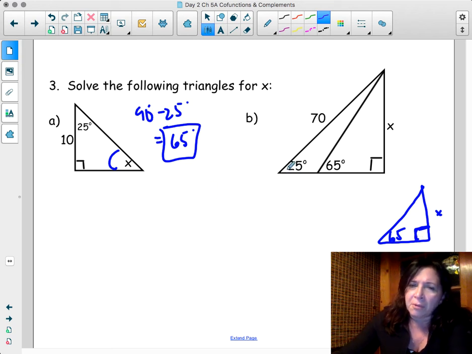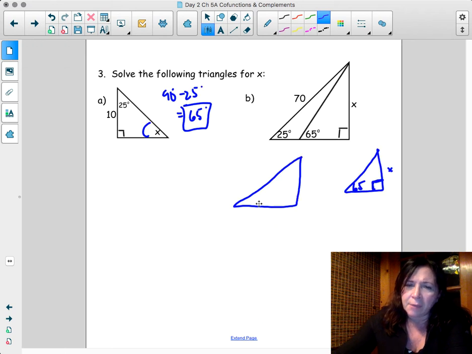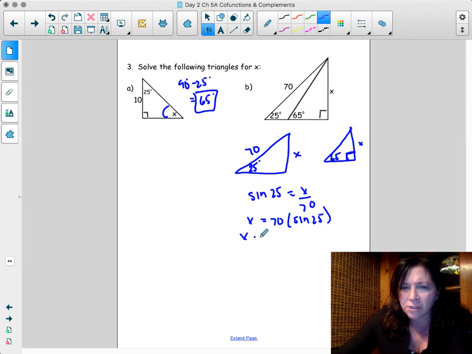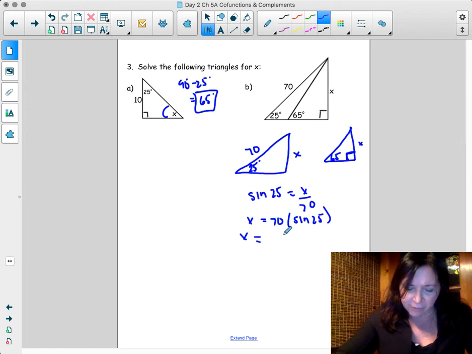So for this problem, I think I would start with the biggest triangle, okay? And I would say, well, here's 25, here's 70, and this is x. And so you're going to say sine of 25 is equal to x over 70. So x is equal to 70 times whatever sine of 25 is. So you would need to work that out.